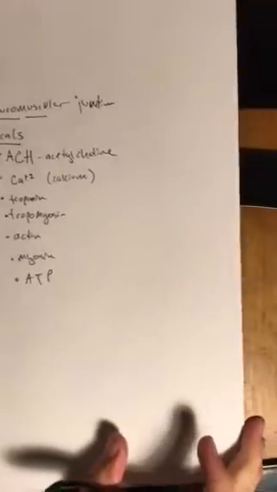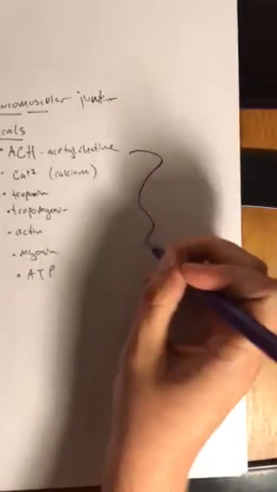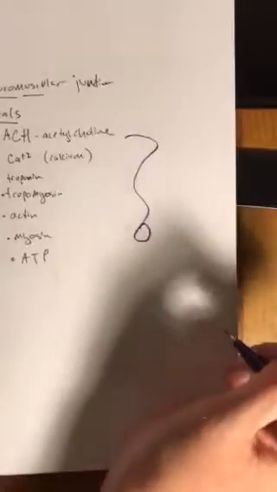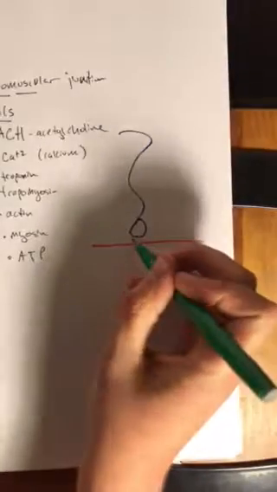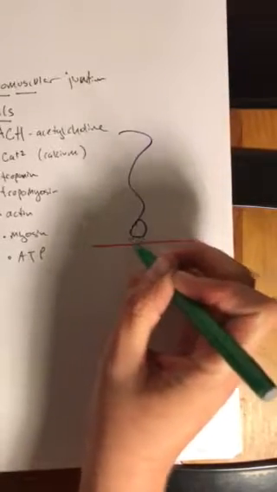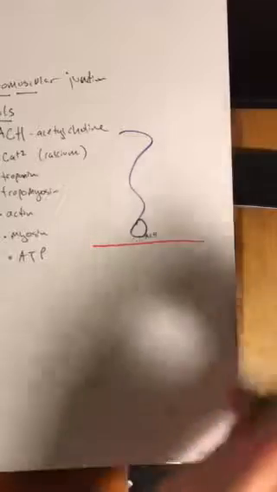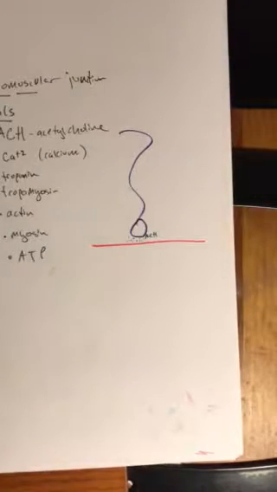So let's think about what's happening in this. We have a neuron coming down, and it's going to synapse on the surface of a muscle. The neuron releases acetylcholine. What acetylcholine is saying is, hey muscle, do a thing! It's telling the muscle to contract. The whole point of acetylcholine is that it is the neurotransmitter that tells the muscle to contract.